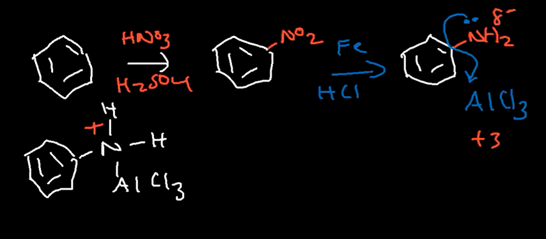And whenever it has a positive formal charge, it's no longer an ortho-para director, which is what we want. It's now a strongly deactivated meta director. So this benzene ring doesn't want to even react anymore. So pretty much this reaction stops if we do this. So you don't want to add the catalyst in the presence of an amine group.